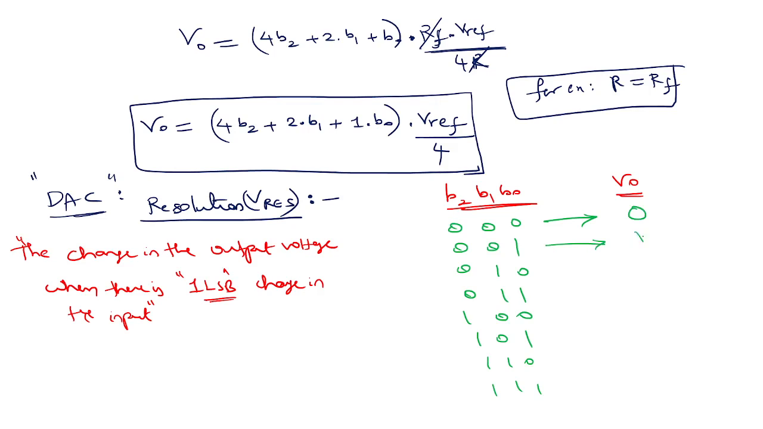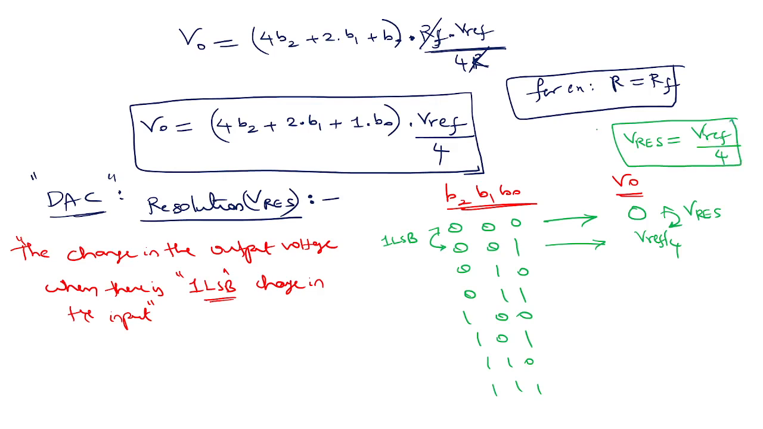V0 is nothing but V reference by 4. Now, you see this. What is the change here in the input? One LSB change. So, this change is called V resolution. So, for this DAC, V resolution is V reference divided by 4. All right.